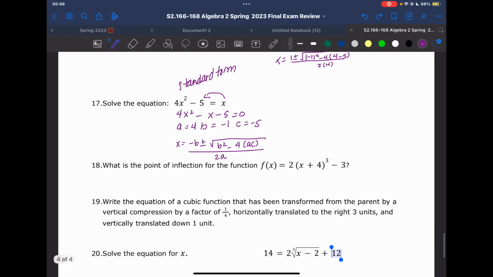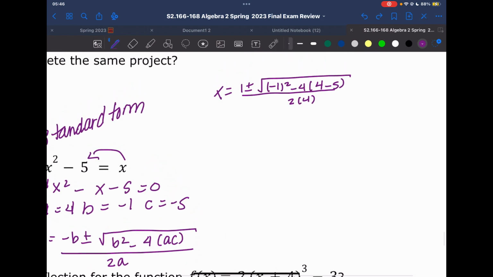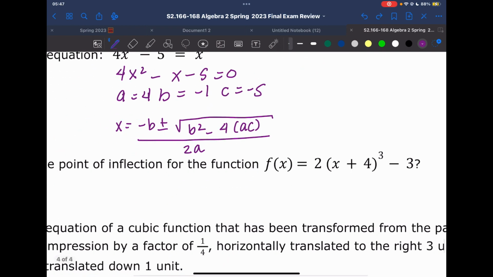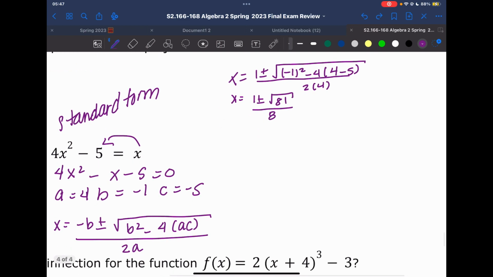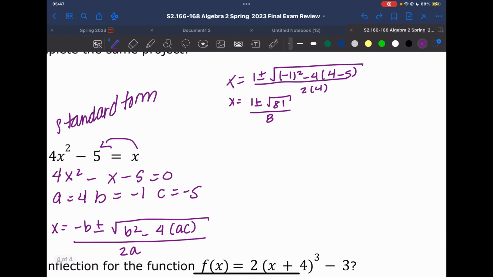When I substitute those numbers in, I'm going to get x equals 1 plus or minus the square root of negative 1 squared minus 4 times 4 times negative 5, divided by 4 times 2. So then I'm going to get 1 plus or minus the square root of 81, divided by 8. Then I simplify the square root and I get 9. So it's 1 plus or minus 9 over 8.